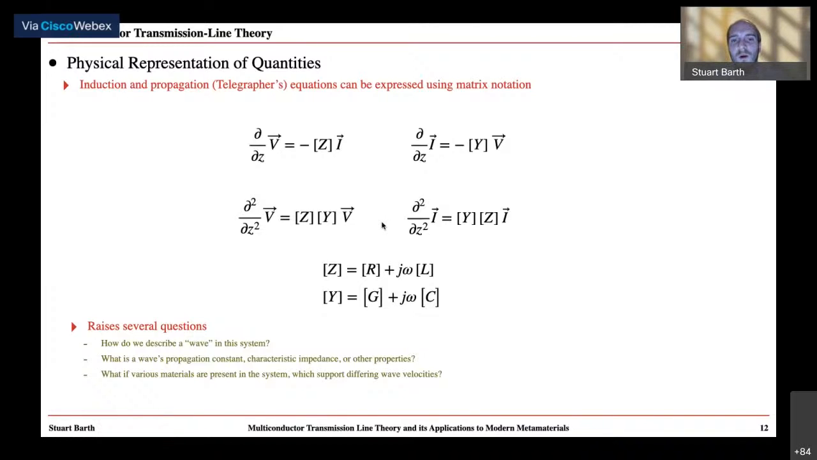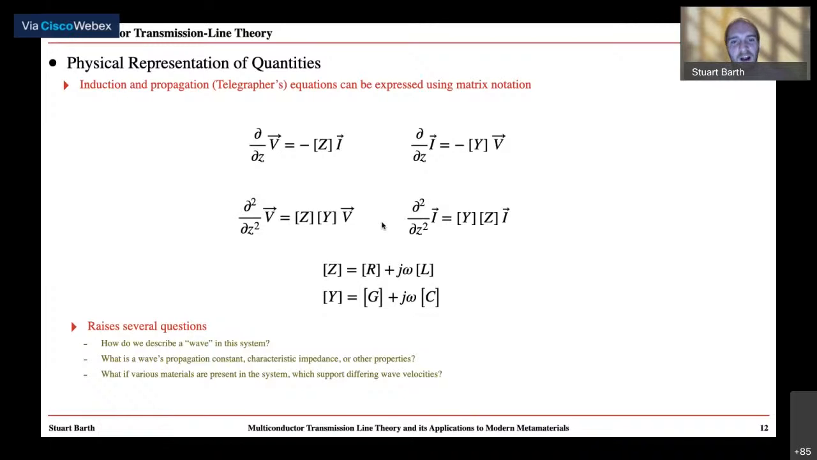From here, what we can do is define things like the per unit length admittance and impedance as consisting of per unit length quantities like resistance, inductance, capacitance, and conductance. This is pretty standard undergraduate material, but cast into matrix notation. And that's just due to the coupling between all the different conductors. But this form raises several questions, right?